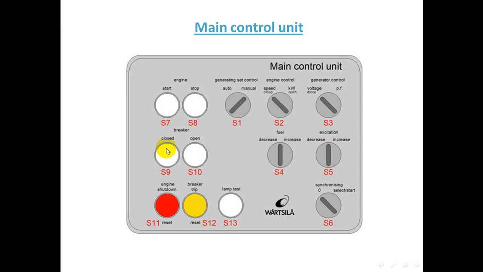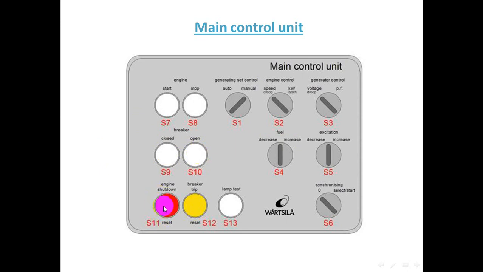S9. S9's function is breaker close. If the breaker tripped because of any damage or short circuit, you must press S9 to close the circuit breaker. S10. S10 is breaker open. If the breaker is open, the S10 light is on.